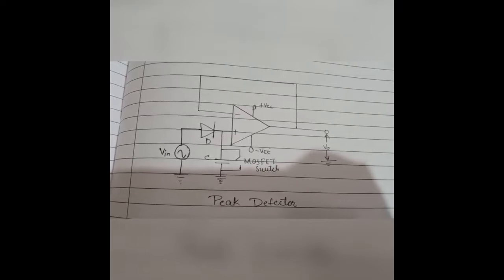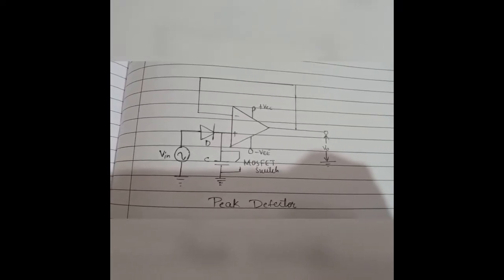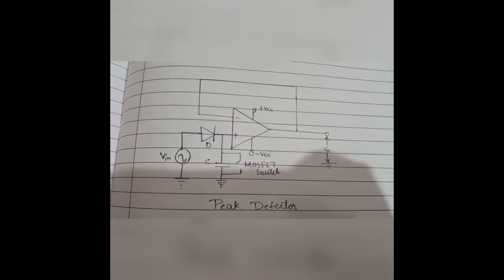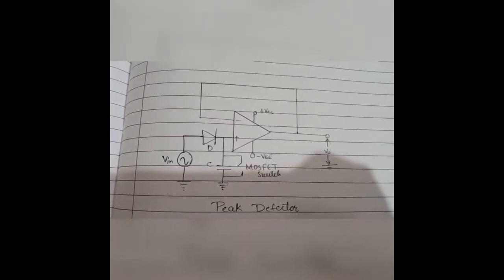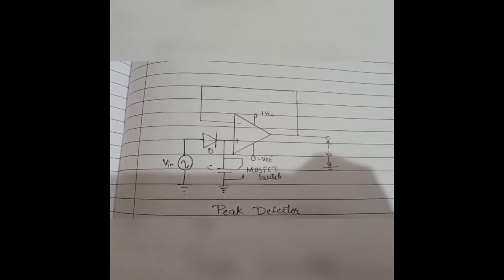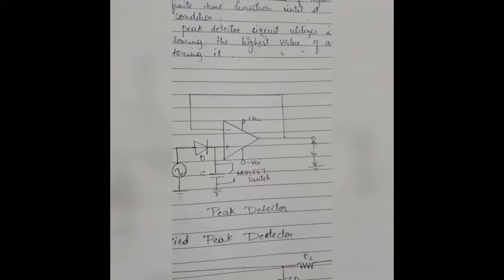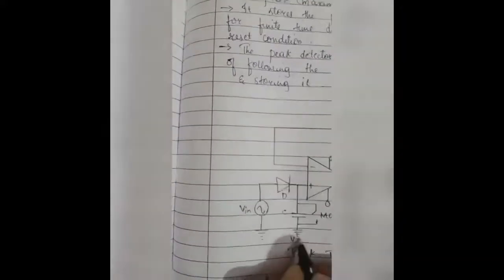The capacitor employed in the circuit is charged through the diode by the applied input signal. The small voltage drop across the diode is ignored and the capacitor is charged up to the highest peak of the applied input signal. Let us consider initially the capacitor is charged to voltage Vc.